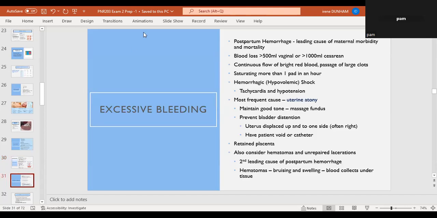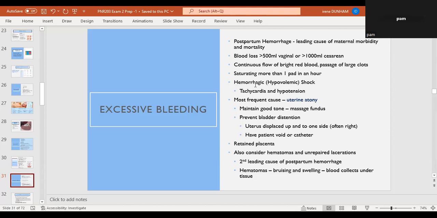Okay. And then postpartum hemorrhage is the leading cause of maternal morbidity and mortality. And I told you about blood loss greater than 500 is considered a hemorrhage for a vaginal delivery and greater than 1,000 mLs for a cesarean. I would kind of take note of that. Yeah, could be a good test question. And then you have continuous flow of bright red bleeding or passage of large clots and saturating more than 1 pad an hour. So the little scenario I gave you, that was quite heavy.